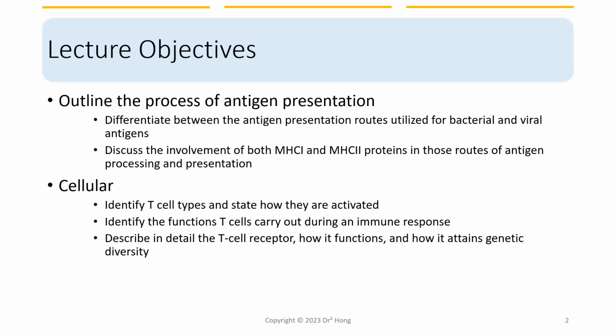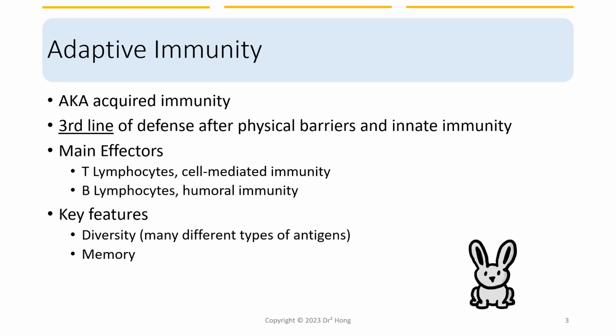We're going to look at the process of antigen presenting, talk about both MHC class 1 and class 2 in greater detail, and also look at cellular immunity and how T cells carry out their immune response. The term adaptive immunity is interchangeable with the other term, acquired immunity, and depending on which textbook you are reading, you'll see either one of them.